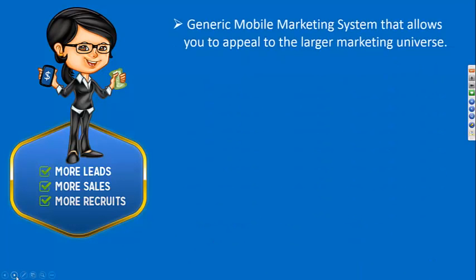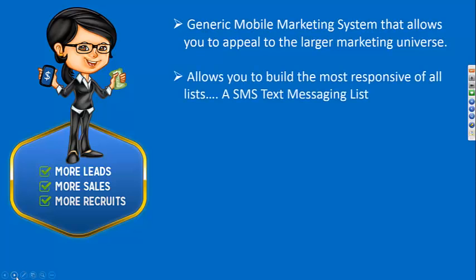So let's start to round third, okay? So here's what we want to offer to you for those of you that have not yet employed our system. We want to offer a generic mobile marketing system that allows you to appeal to the larger marketing universe because it's generic, all right? And you can talk about what your offer is on the back end, but lead in with something that's generic. It allows you to build the most responsive of all lists, which is an SMS text messaging list.